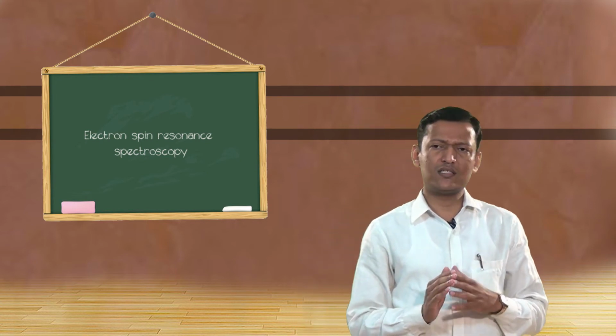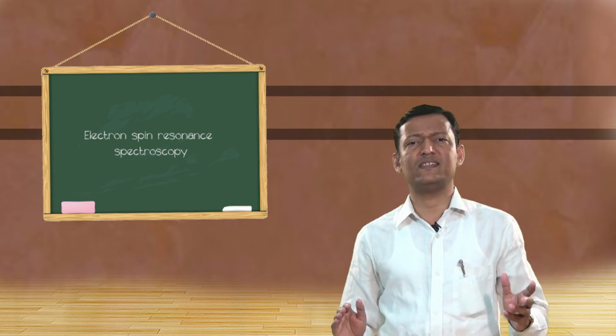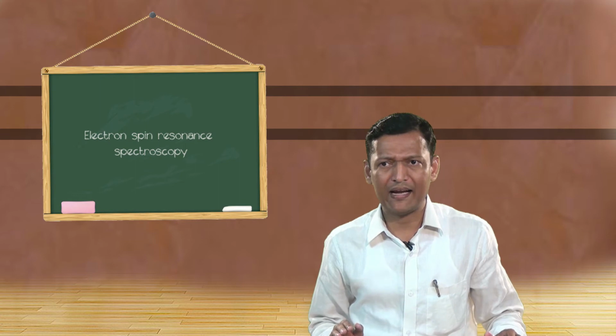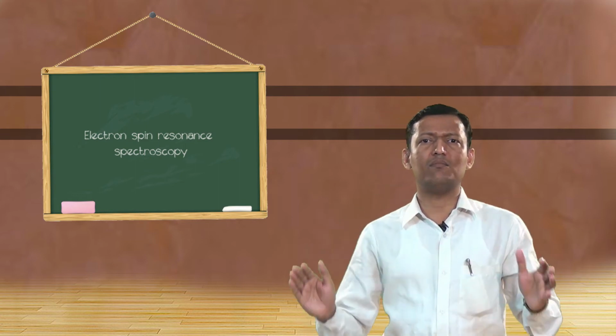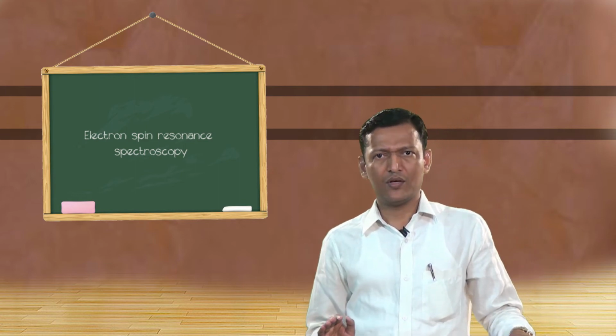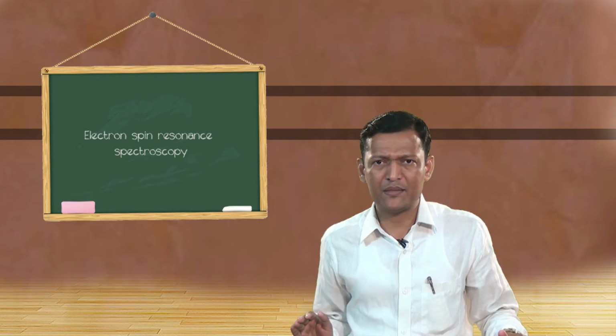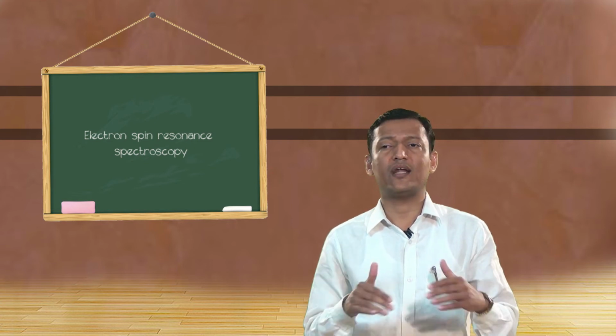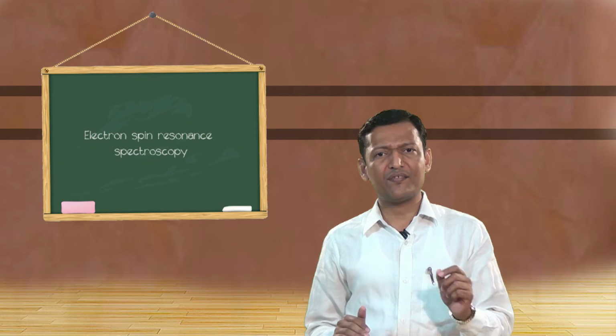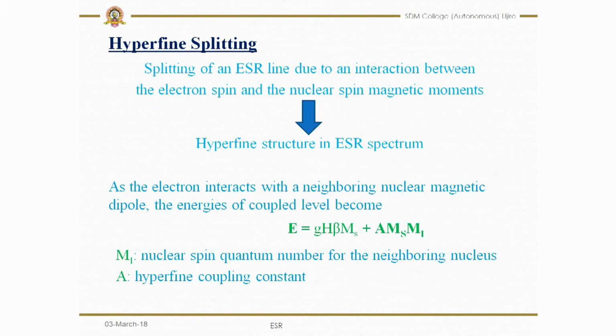Now, if you record the ESR spectrum of any species having one or more unpaired electrons, we are going to find multiple lines in the spectrum. So why do we find multiple lines in the ESR spectrum, and how can we interpret them? One of the concepts that we have to study here is hyperfine splitting.